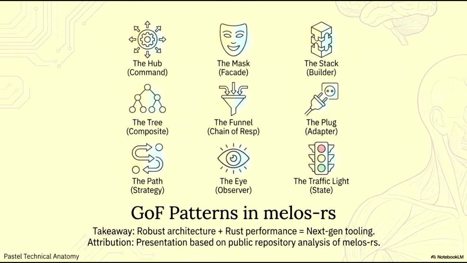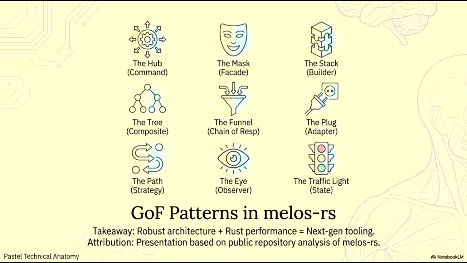Examining the architectural foundation of melos-rs, we see a strategic application of 9 core Gang of Four design patterns. Starting with the top row, the hub utilizes the command pattern to encapsulate requests as objects, while the mask provides a facade for simplifying complex subsystem interactions. The stack implements the builder pattern, allowing for the step-by-step construction of sophisticated objects.